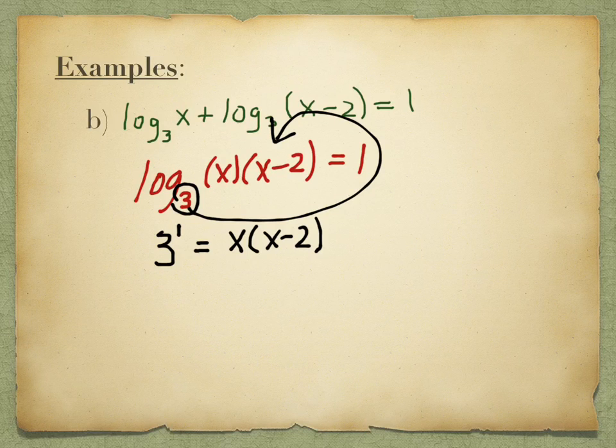What's 3 to the 1? 3. Please do not be tempted to set the x equal to 3 and the x minus 2 equal to 3. That's a very common algebra mistake, but you guys are not in algebra, okay? So I really don't want to see that. This right here, if it were set equal to 0, you could set each term equal to 0. Agreed? But this is not set equal to 0, okay? So we actually have to multiply this out, which will give me x squared minus 2x. And then how do I deal with this now that it's a quadratic equation?